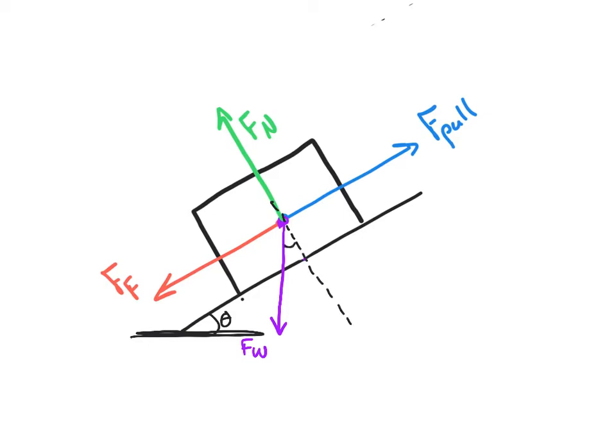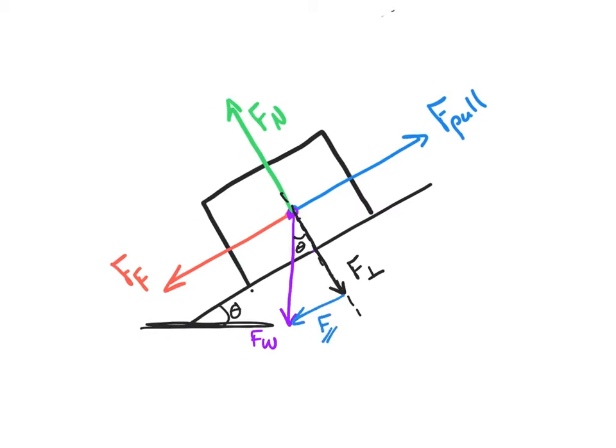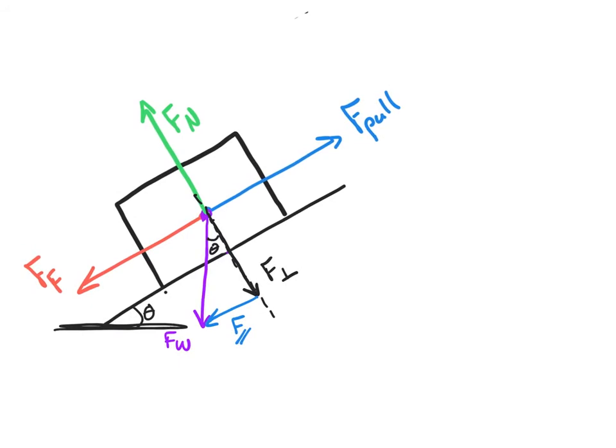So I'm going to draw in this triangle here, and you can see the downward component, the perpendicular component, let's call it, is going to be one part of the triangle. The parallel component is another part of the triangle, and those together will then be equal to the weight force. So we're doing a little bit of vector resolving here.